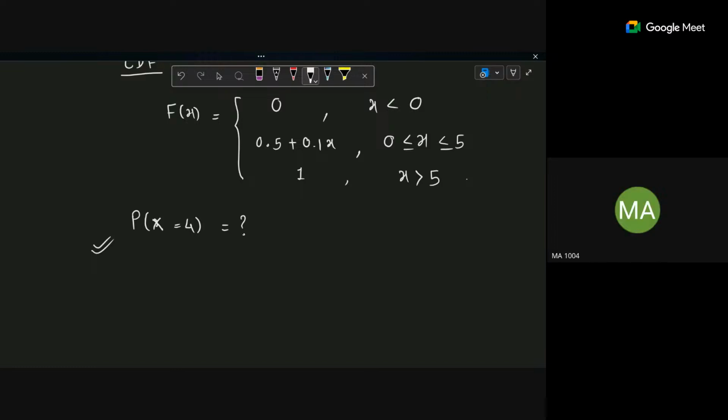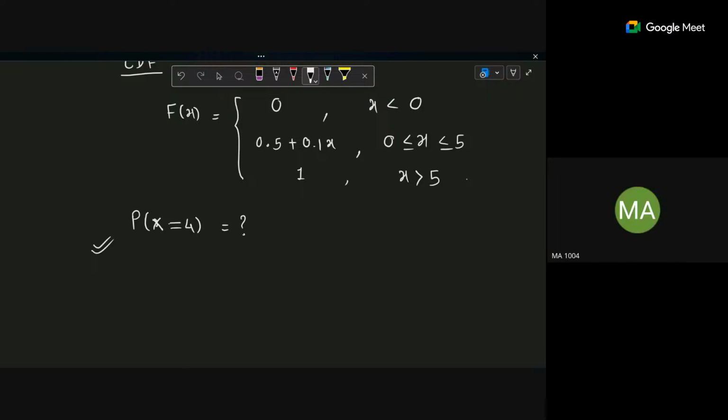Just take your time, don't rush to answer. Just take a minute. You don't need integration because there is no PDF involved. My answer is coming 0.9.